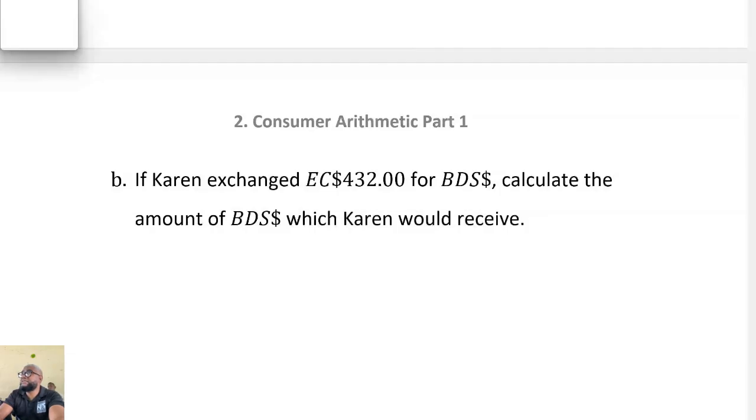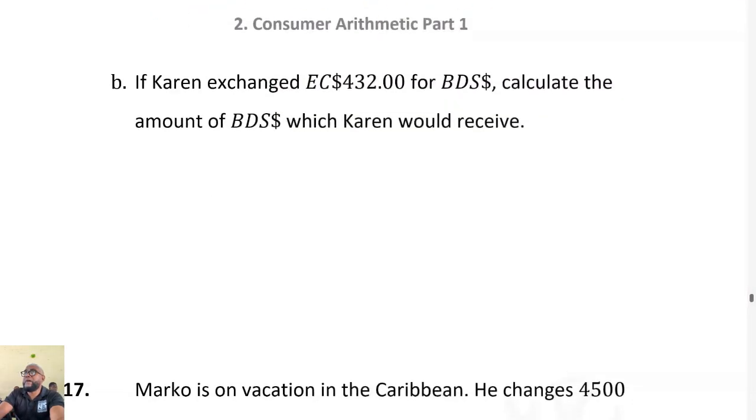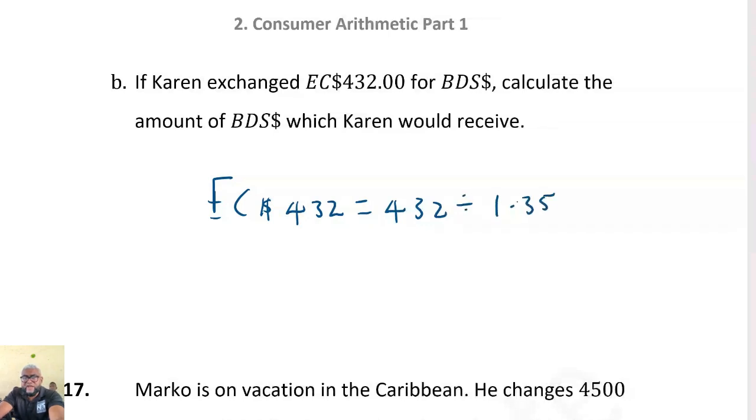So we're going from EC, look at the conversion above here. We're going from EC back to Barbados dollars. What are we doing? Divide. So EC $432 is going to be equal to 432 divided by $1.35. This will give us Barbados dollars. How much Barbadian dollars? 320 flat.